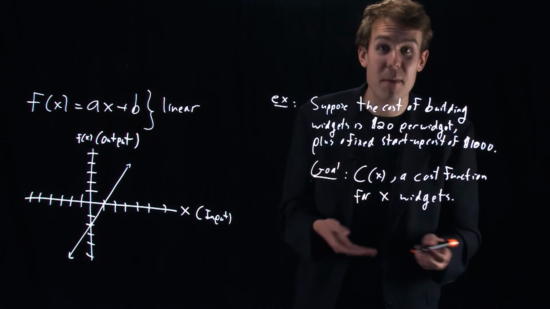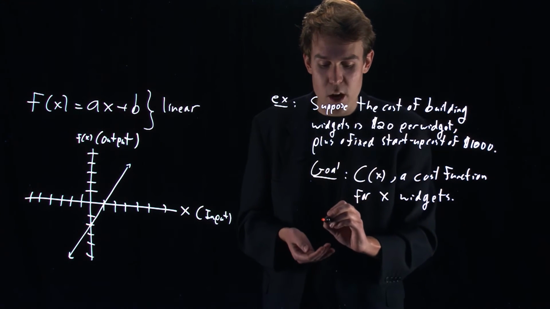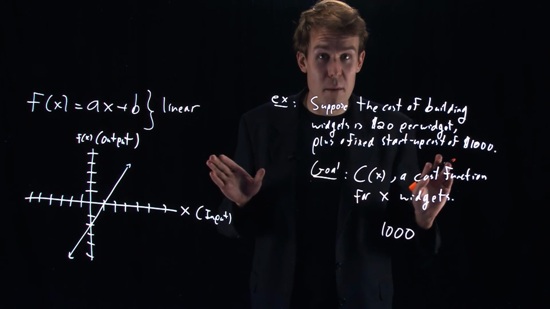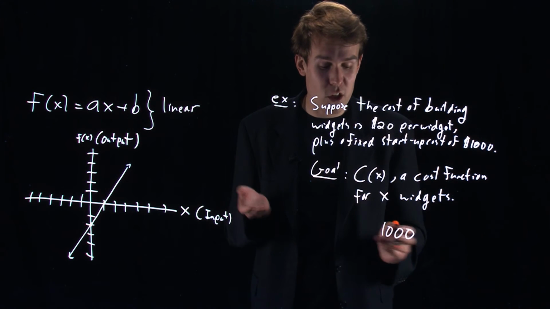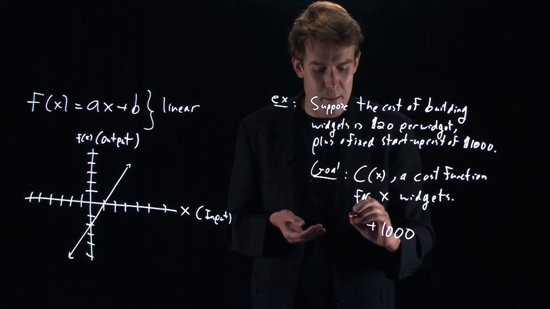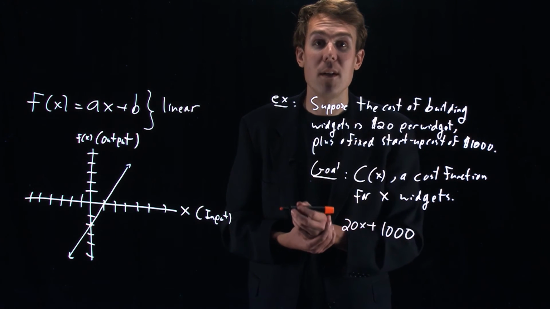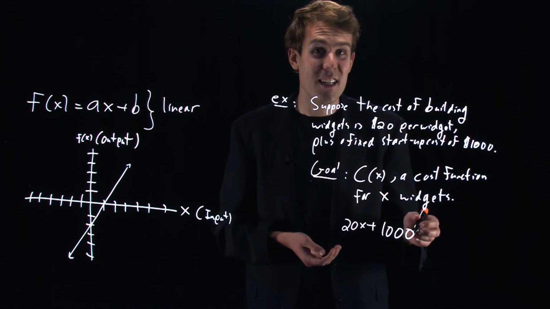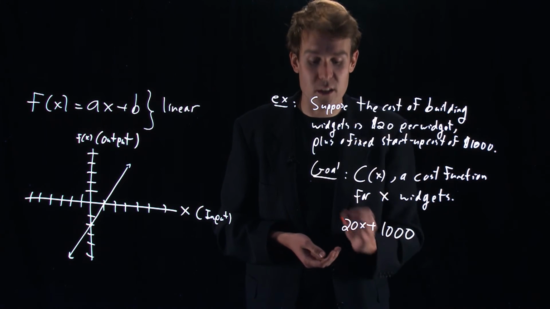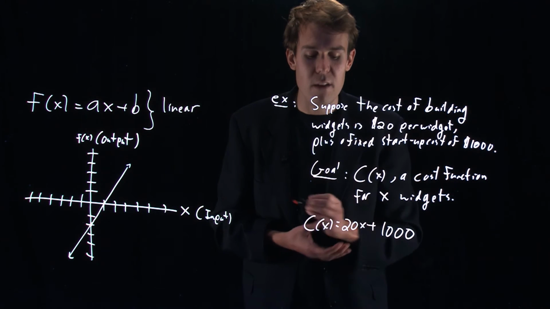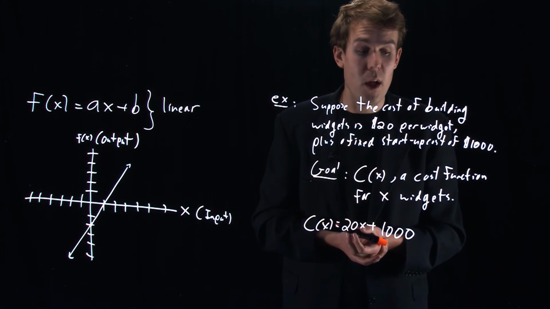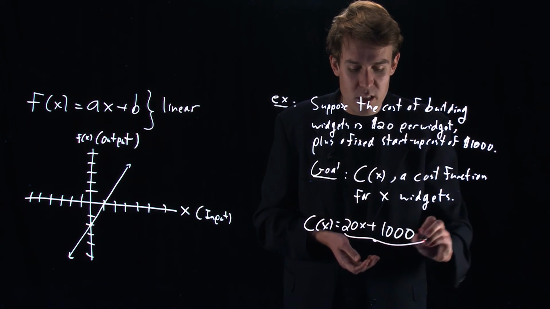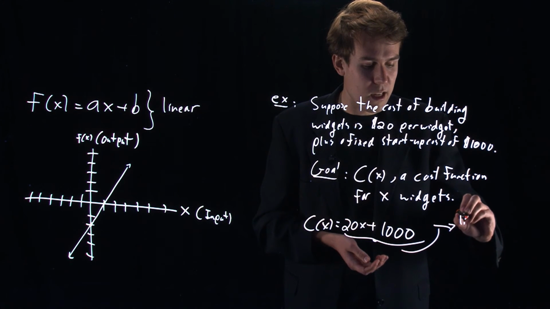Now I set this up so that this makes sense as a linear function, right? Because I know that it costs $1,000 just to start manufacturing them at all. So you can think of this as a fixed cost. And then for every widget that I make, I pay $20. So as a function of the number of widgets, the cost is 20 times the number of widgets, x, plus 1,000. So c of x is 20x plus 1,000 in dollars. Okay? And of course, this falls into the linear regime. So this is a linear function.